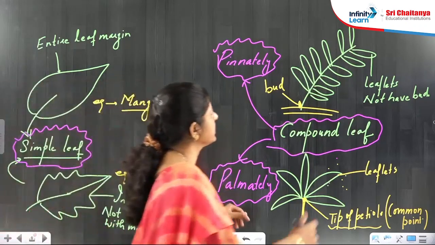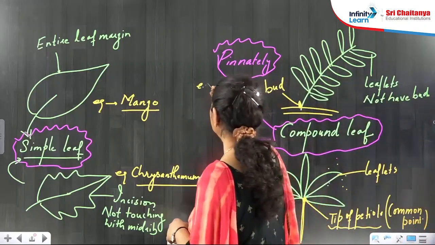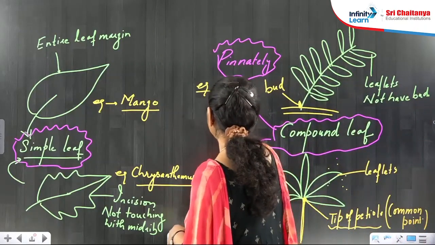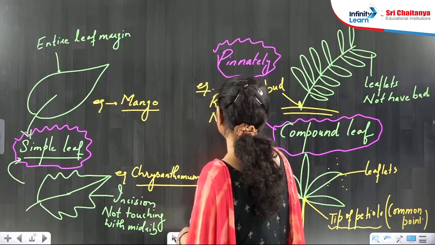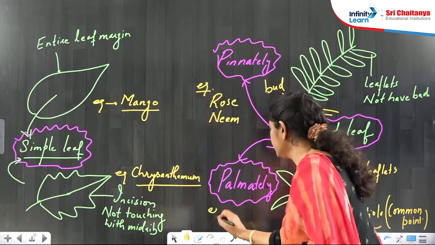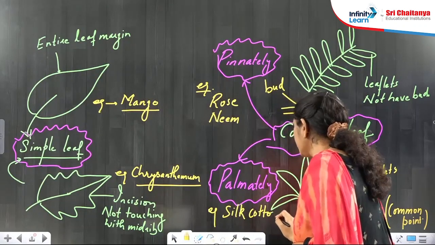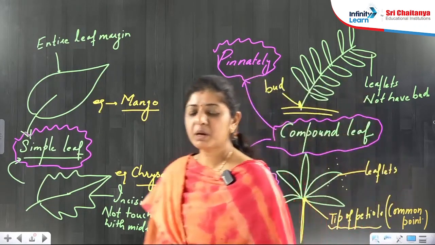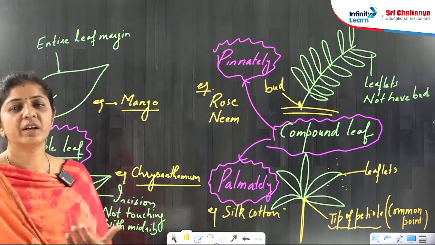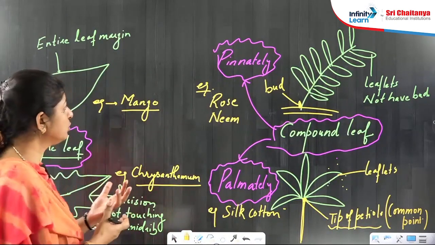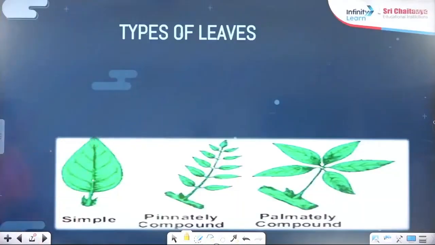But now the important examples for pinnately compound: you must remember, it will include rose, neem. Here silk cotton will be the example. So do remember all these examples come under which type and which category of leaves. Let me show you through some pictures here, like this one shown in your book.